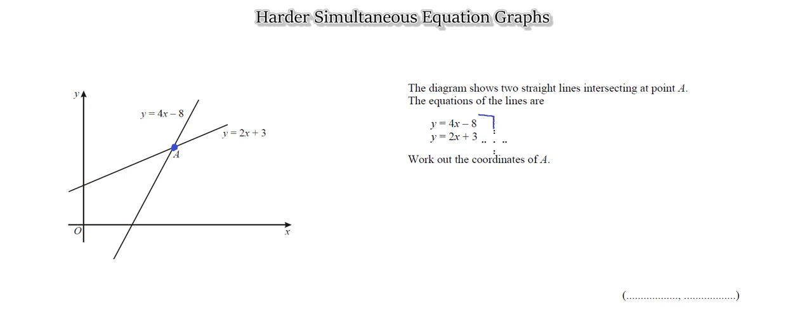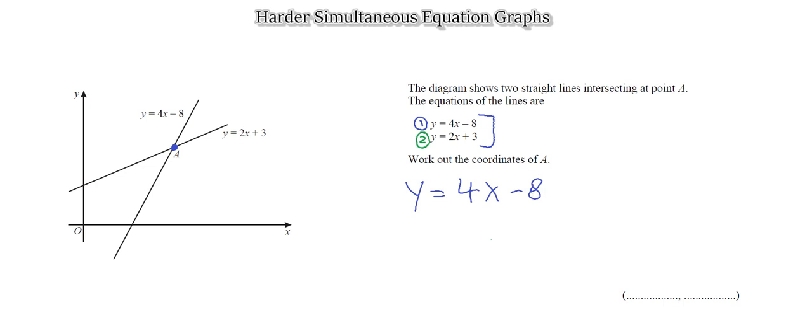So we've been given two equations. So y equals 4x minus 8, and then y equals 2x plus 3. Let's just label them equation 1 and equation 2. Now, let's regard our first equation as the main equation. Y equals 4x minus 8.